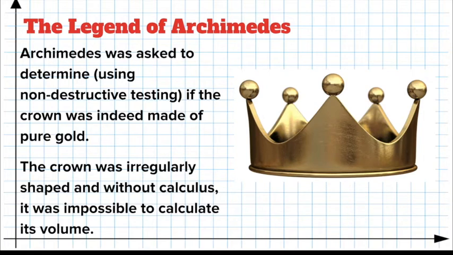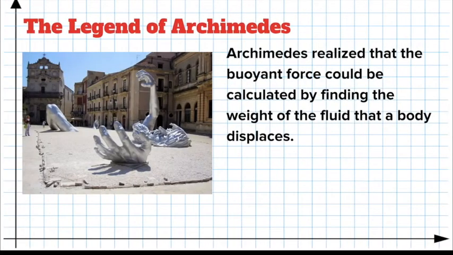The crown itself was irregularly shaped and probably had lots of very fine, delicate artwork in it. So Archimedes was trying to figure out how he could determine whether the crown was pure gold without actually cutting into it or destroying it or melting it down. That was the problem that gave rise to the idea of Archimedes' principle. The legend is basically that Archimedes realized you could find the buoyant force of an object by just finding the weight of the fluid that the object displaces.